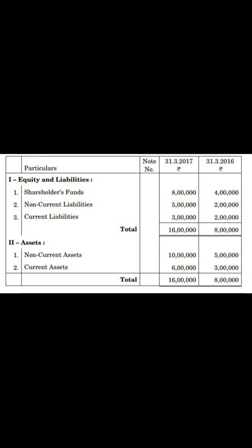So for preparing the comparative balance sheet, first we need to find out the absolute change between the current and the previous year, and after that we have to find the percentage change by comparing the absolute change by the previous year. That means we have to take the previous year details as the base and find out the percentage change. So let's start this question.